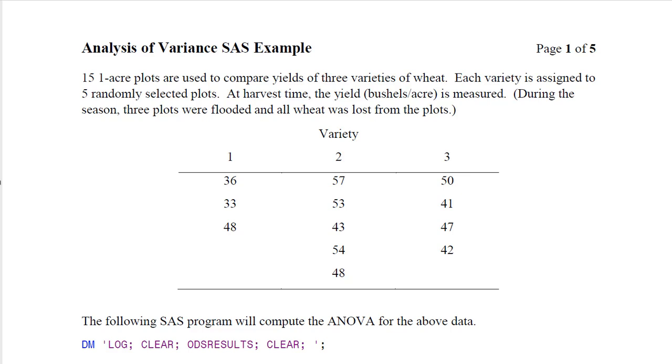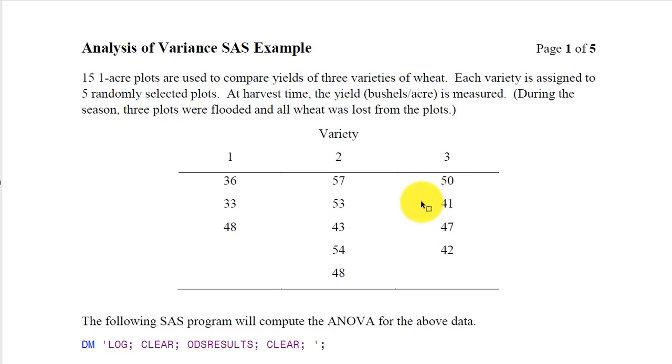Now the concepts here from the experimental design standpoint: when it says 5 randomly selected plots, if the plots are selected at random, the implication then is that they are independent of each other. So the plots assigned to variety 1 are independent of those assigned to variety 2, which are independent of those assigned to variety 3. That's what makes this a completely randomized design.